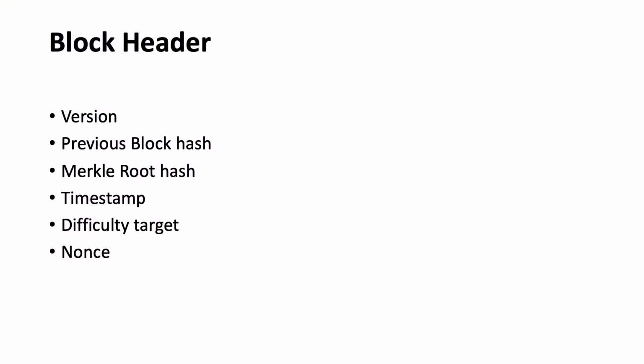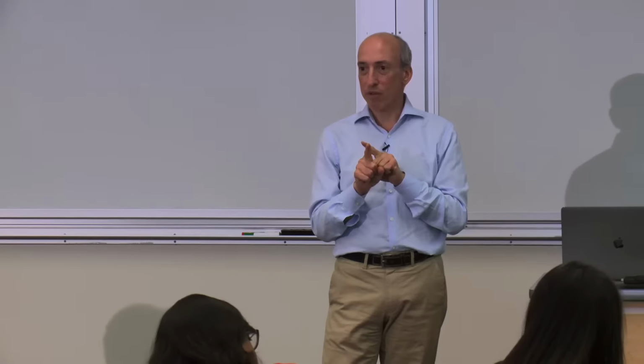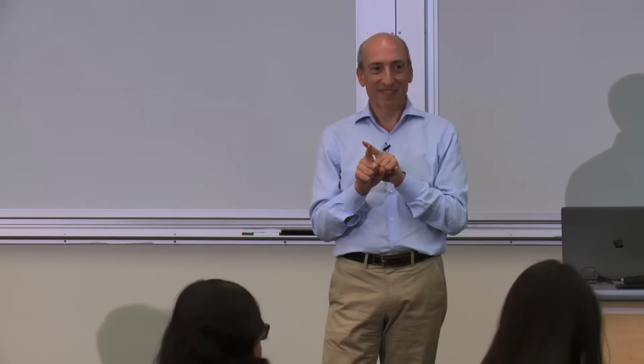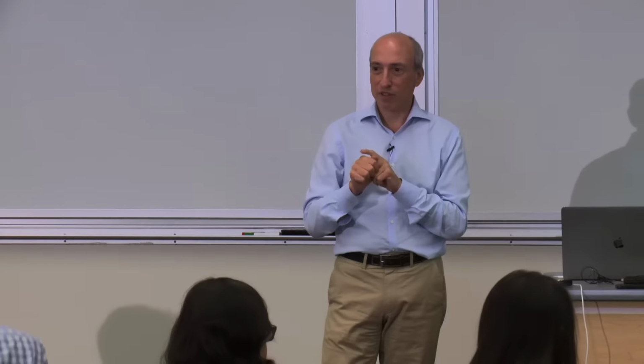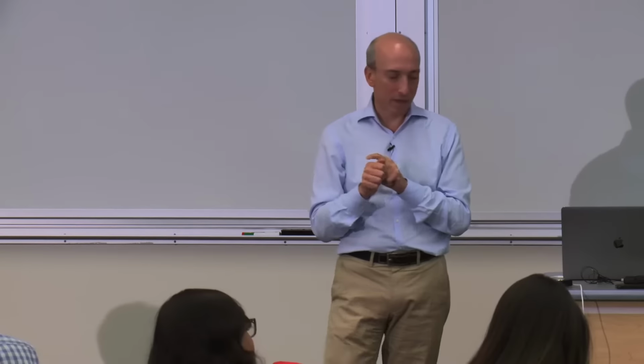The Merkle root hash, which, does anybody want to tell me what that does, the Merkle root? So it essentially puts the transactions in the bottommost layer of the tree and then creates a tree of hash of each of the transactions.